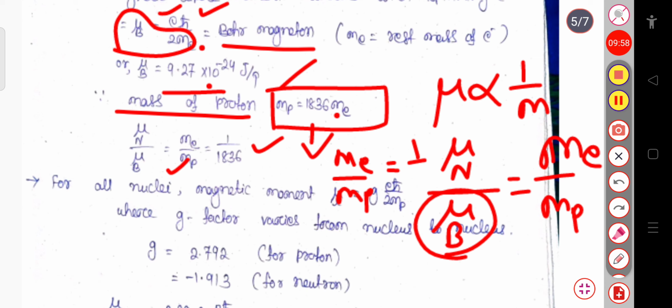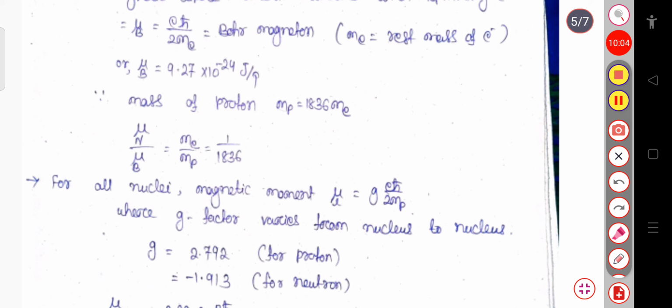So the ratio between mu N and mu B, the nuclear magneton and the Bohr magneton, is equal to the mass of the electron divided by the mass of the proton, and that is equal to 1 by 1836.